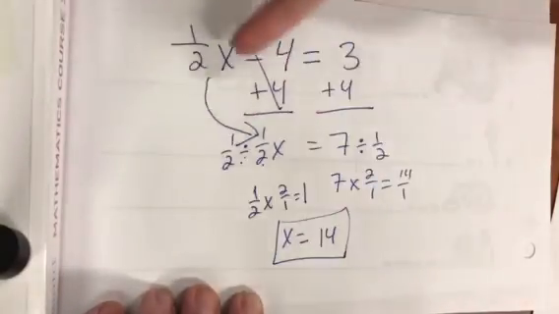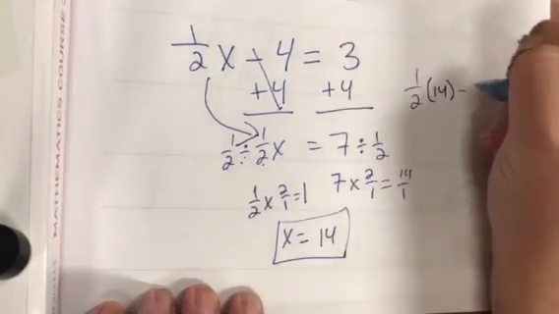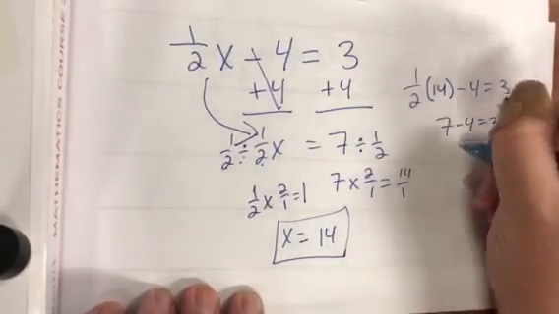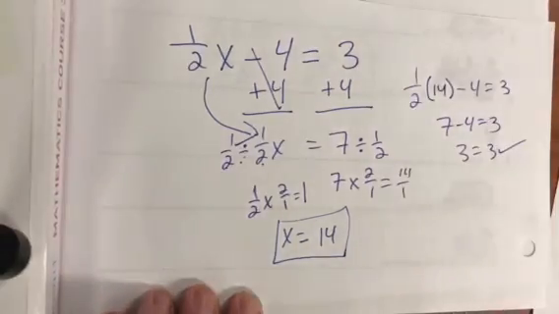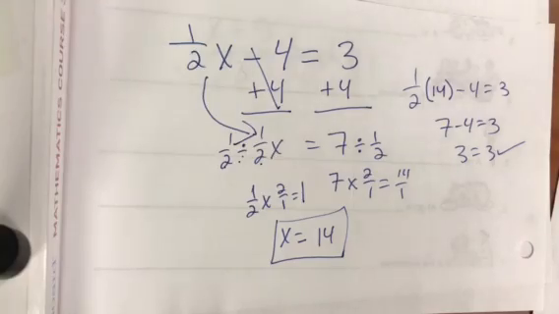So let's show them. Let's plug it back in. Half of 14 minus 4 equals 3. That would be 7 minus 4, which equals 3. 3 equals 3. You'll learn, I have to show all steps. And also, if you guys are confused with this, don't worry. We have days of practice, so calm down. Don't freak out yet.